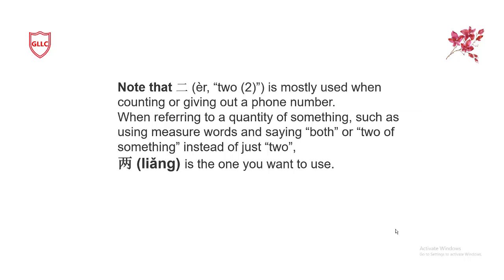So here we need to note that èr, which is 2, is mostly used when counting or giving out a phone number. When referring to a quantity of something, such as using measure words and saying both or two of something instead of just 2, liang is the one you want to use. We will use the word liang in place of 2 actually.